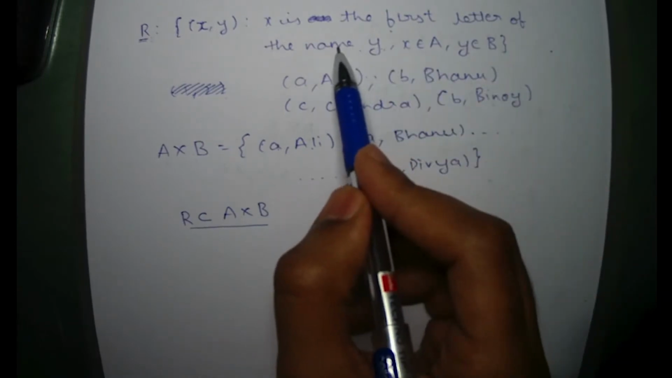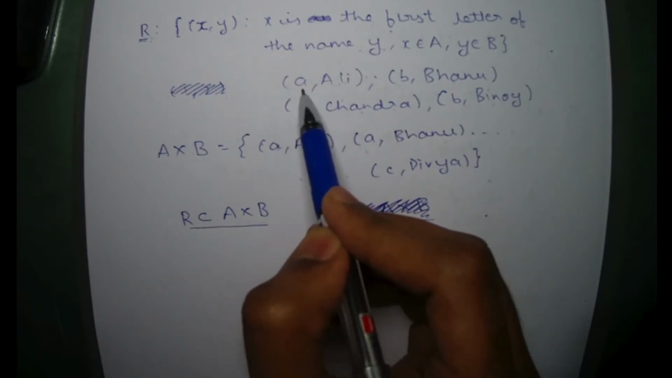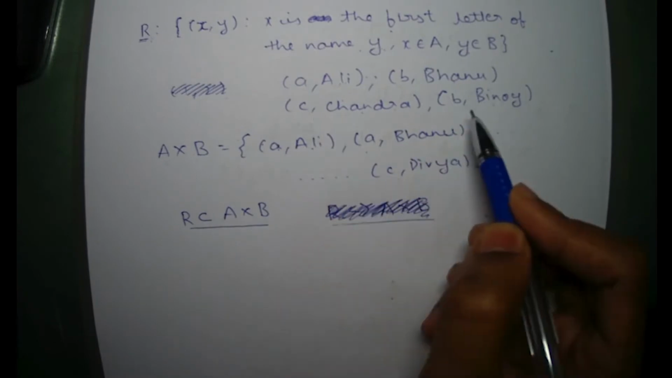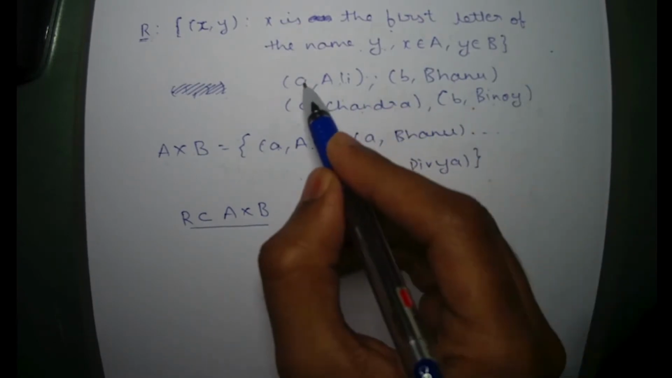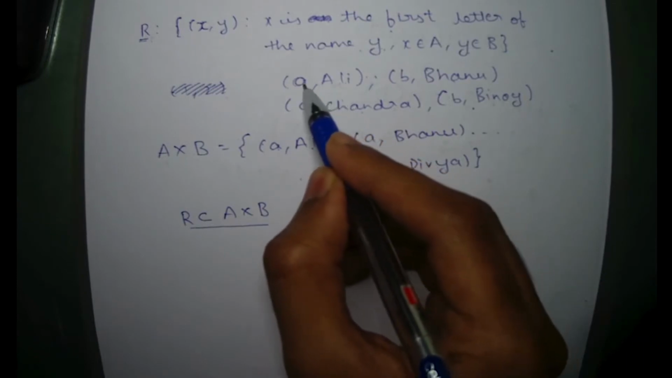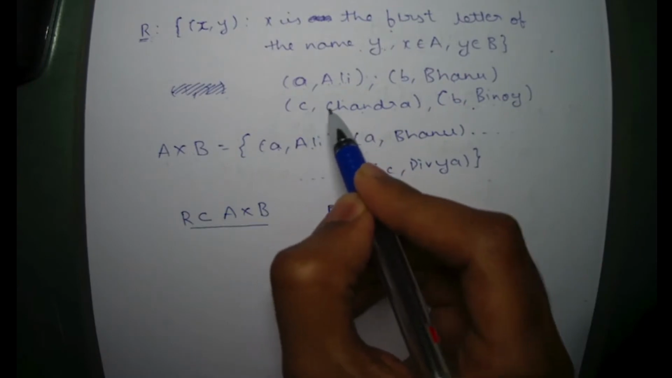Once we apply this relation to the two sets, we'll get the following four ordered pairs. The first one is (A, Ali), (B, Banu), (C, Chandra) and (B, Binoy). We see that the term x is the first letter of the name y. So we have A and A here, B and B, B and B, and C and C.